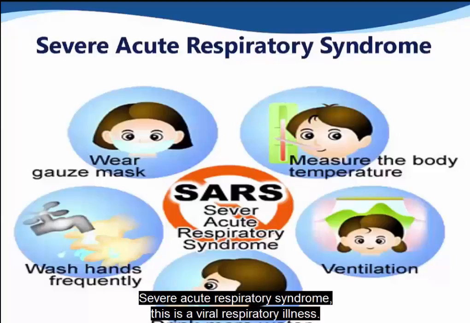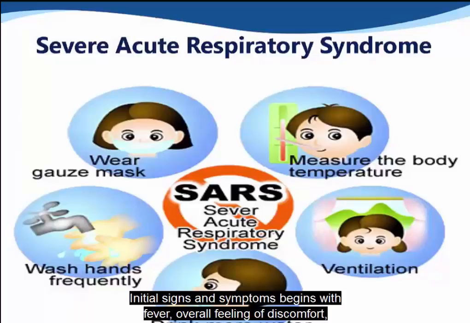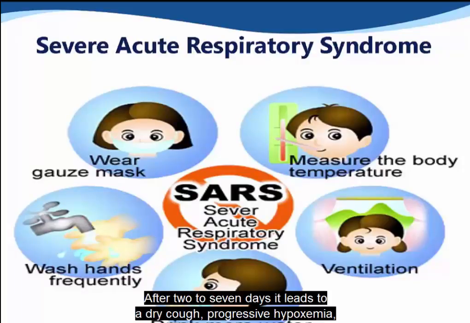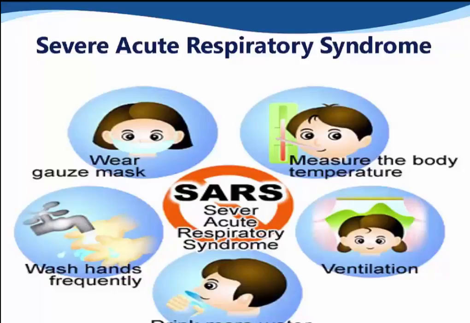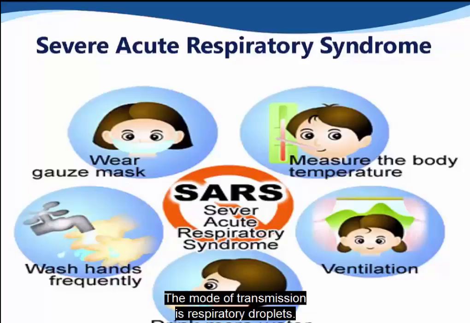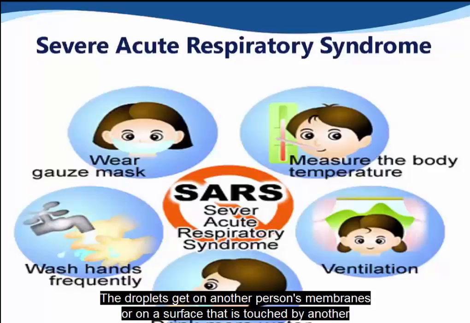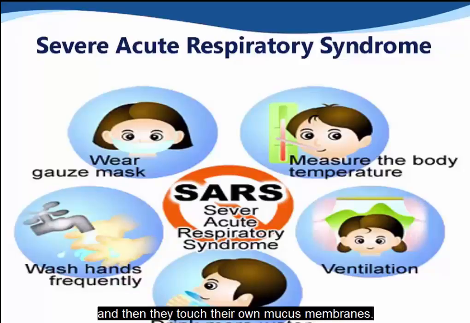Severe acute respiratory syndrome. This is a viral respiratory illness. Initial signs and symptoms begin with fever, overall feeling of discomfort, body aches, and mild respiratory symptoms. After 2 to 7 days, it leads to a dry cough, progressive hypoxemia, which then can lead to pneumonia. The mode of transmission is respiratory droplets. When an infected person coughs or sneezes, it is spread by close person-to-person contact. The droplets get on another person's mucous membranes or on a surface that is touched by another, and then they touch their own mucous membranes.